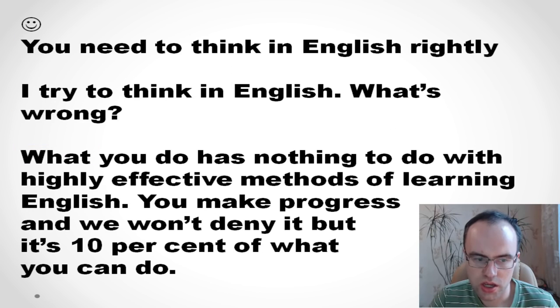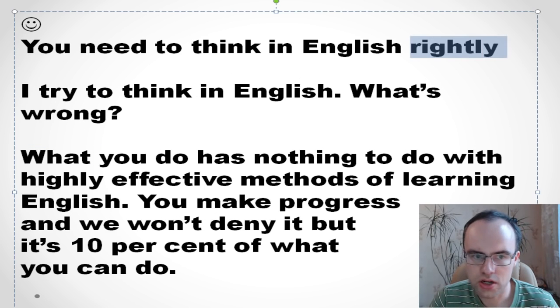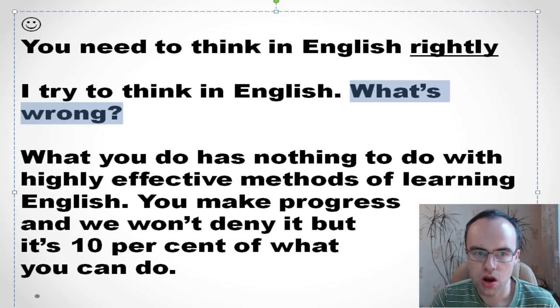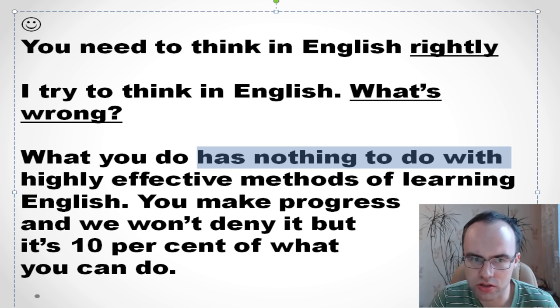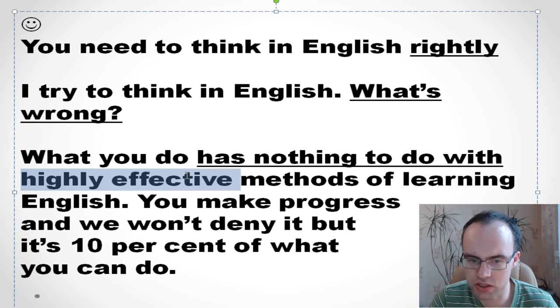What is it? You need to think in English rightly or correctly. I try to think in English, what's wrong? So what's wrong or what's the problem? What you do has nothing to do with highly effective methods of learning English. So what you do, it means it's not about effective. It has nothing to do with, it means it's not about, or it isn't about highly effective or very effective methods of learning English. So it isn't effective. It isn't so effective.